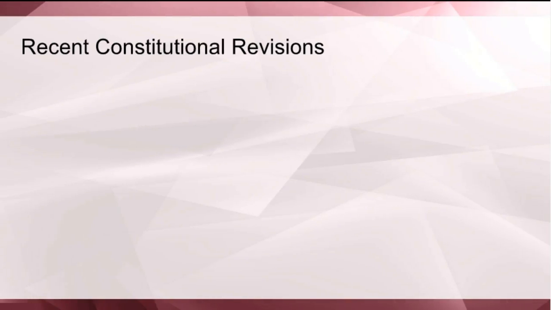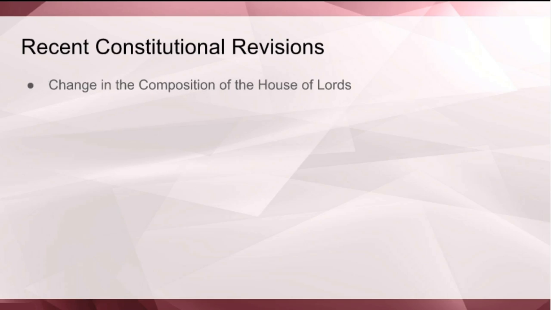Some recent constitutional revisions in the United Kingdom, or probably a better way to put this category would be to talk about some recent regime changes in the United Kingdom, changes to the political system. The first one is a change in the composition of the House of Lords. The United Kingdom Parliament is a two-house parliament. It's bicameral, has a House of Commons and House of Lords.